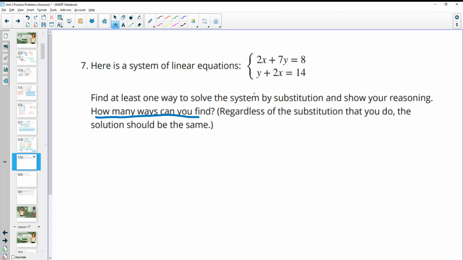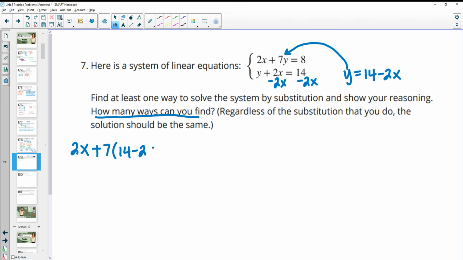So we're going to solve for a variable. First, I'm just going to subtract this 2x from both sides here and get y equals 14 minus 2x. Then I'm going to plug this back in for y. So we would do 2x plus 7 times our y, which is 14 minus 2x, is equal to 8. So I just plugged it into that first equation.